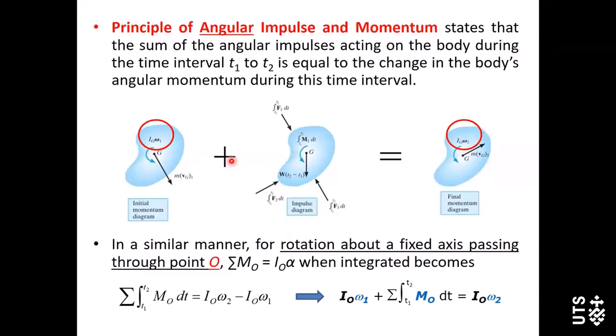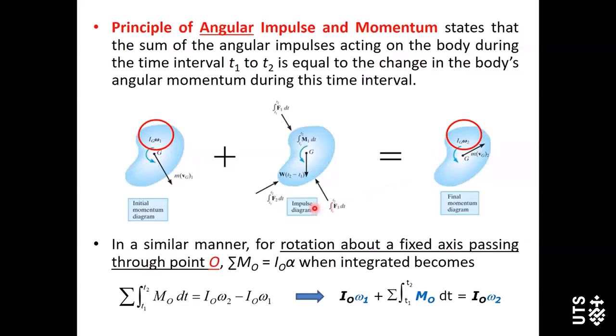The principle of angular impulse and momentum tells us the summation of the angular impulse acting on the rigid body during the time interval from T1 to T2 is equal to the change in the body's angular momentum during this time interval, from Ig omega 1 to Ig omega 2.